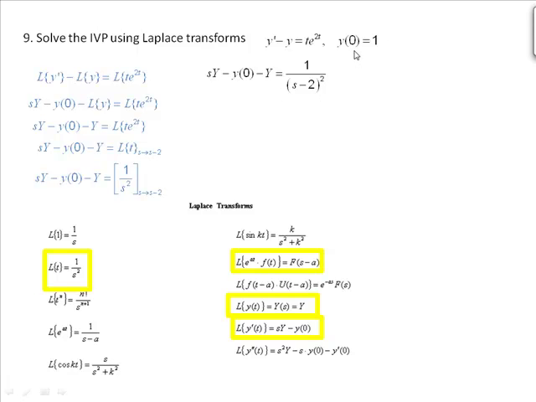So my initial condition says y of 0 is 1. Replace y of 0 with 1. And when you solve an initial value problem using Laplace transforms, the goal is to convert the equation from a differential equation to an algebraic one, which we did. We've gotten rid of all of the derivatives so that we could solve it.